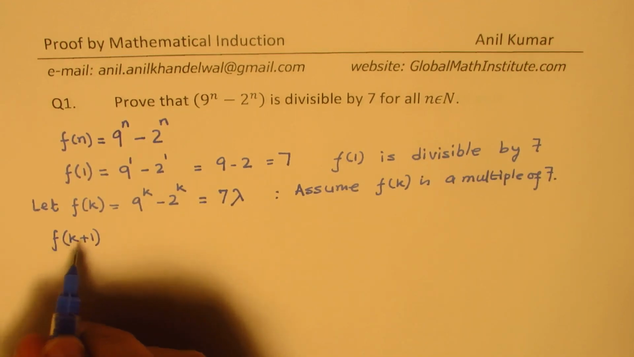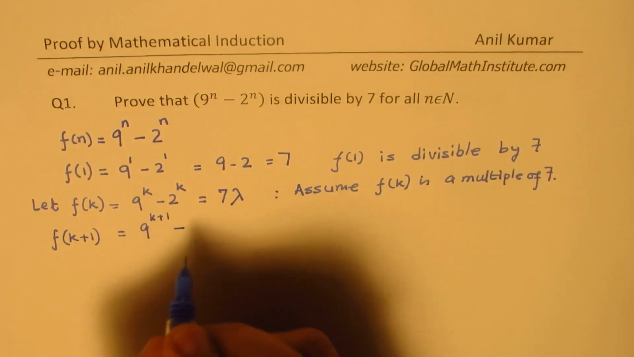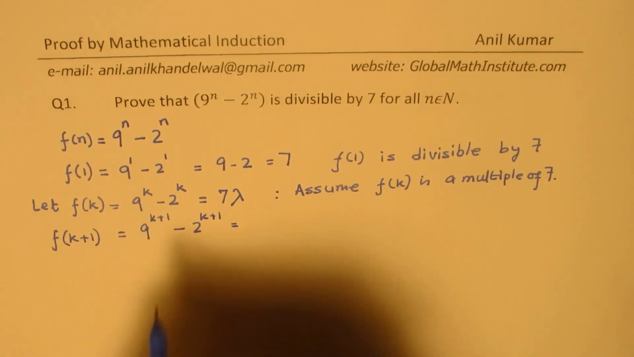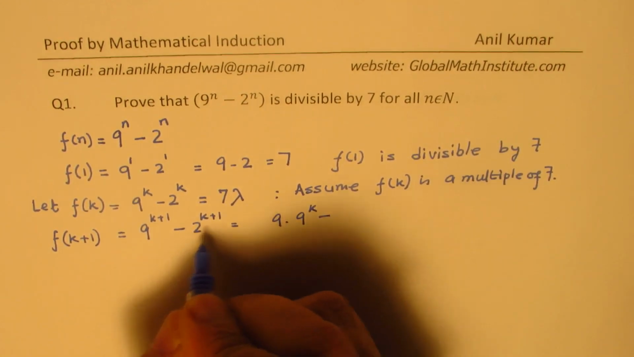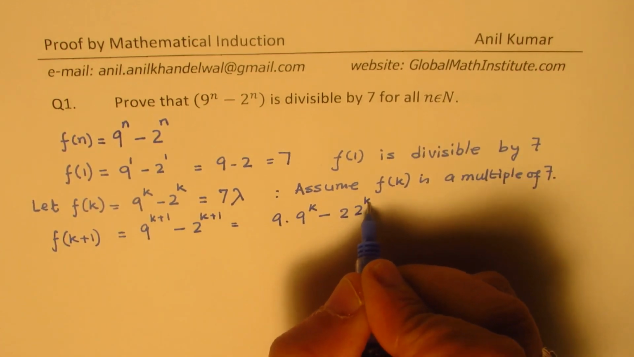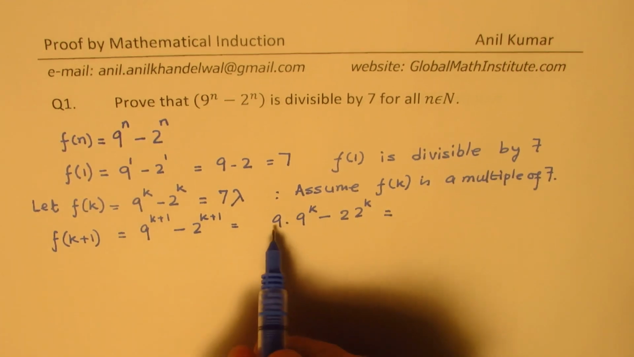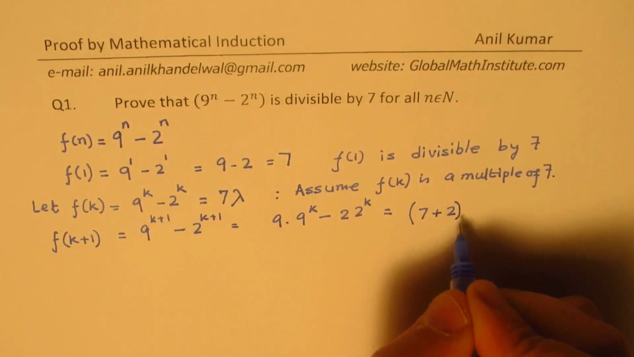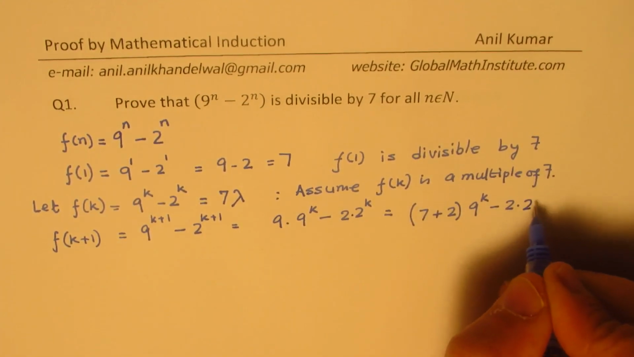So we'll figure out what is f of k plus 1. So f of k plus 1 will be 9 to the power of k plus 1 minus 2 to the power of k plus 1. Now, that could be written as 9 times 9 to the power of k minus 2 times 2 to the power of k. Now, we can write 9 as a combination of 7 and 2, right? So I could write this 9 by switching this to 7 plus 2. And we get here 9 to the power of k minus 2 times 2 to the power of k, correct?